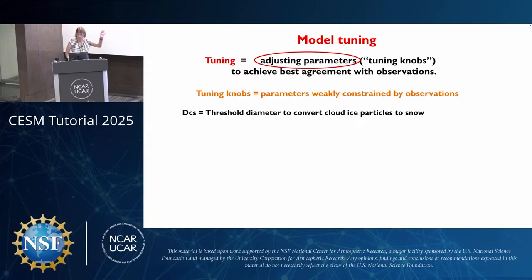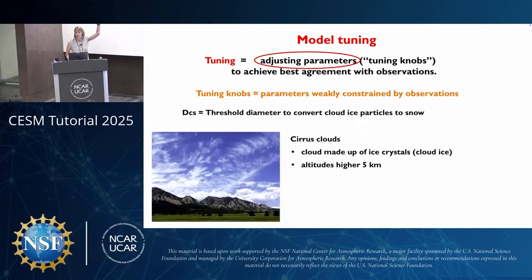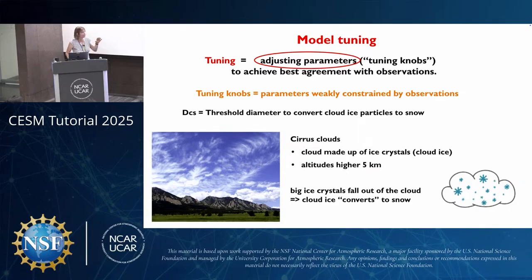I'm going to show you what it is. Basically you have cirrus clouds, very high in the atmosphere. They are made of ice crystals, what we call the cloud ice. They're at high elevation, higher than 5 kilometers. And in the model, it can look like this. You have some ice crystals that are bigger, some ice crystals that are smaller. And then we can decide the big ice crystals are going to fall out of the cloud and the small crystals are going to stay in the cloud. It's what we call a conversion of cloud ice to snow.